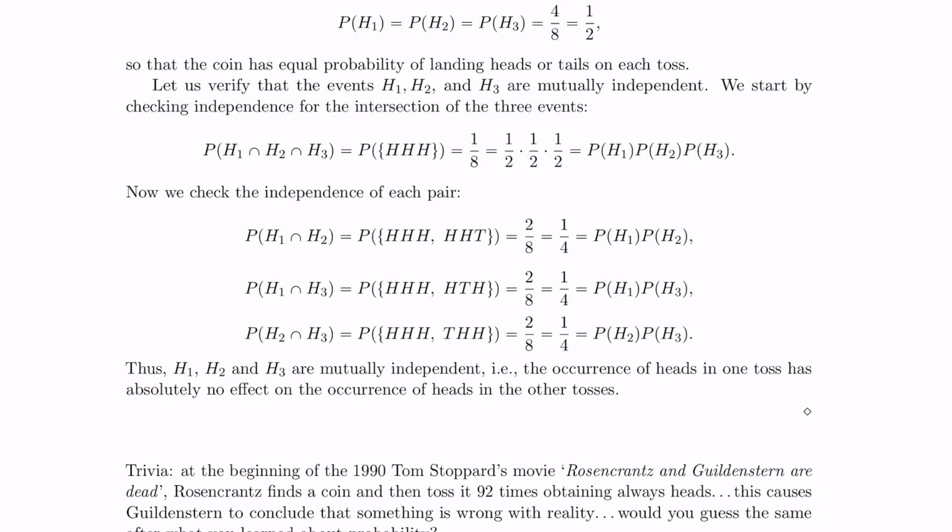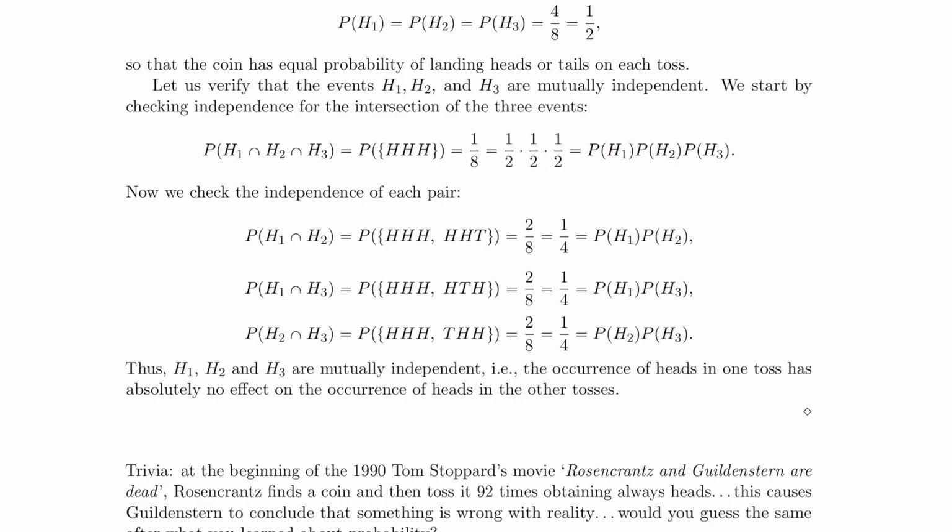Thanks to what we have learned before, we have to check mutual independence for this intersection and also for the intersection of each couple. You can check that this intersection is reduced to the only outcome in which we find just heads, and so its probability is 1 divided by 8, which is exactly what we get if we multiply together the probabilities of each separate event.